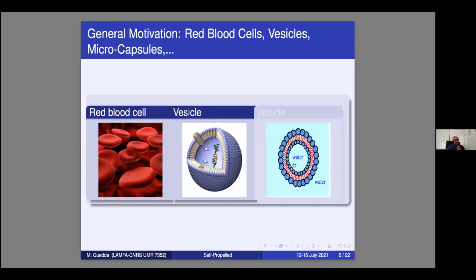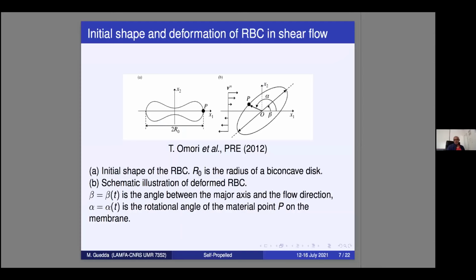And this membrane gives the form of the RBC, in the sense that it deforms and you get different forms. Here we have the initial form, a biconcave disc, biconcave RBC, and in the presence of the fluid, we obtain another form. To understand the dynamic of each particle, we need to know, for example, beta. Beta is the angle between the flow direction and the major axis of the RBC. And with the evolution of beta with respect to time, we can obtain different dynamics or different forms of the shape of the RBC.